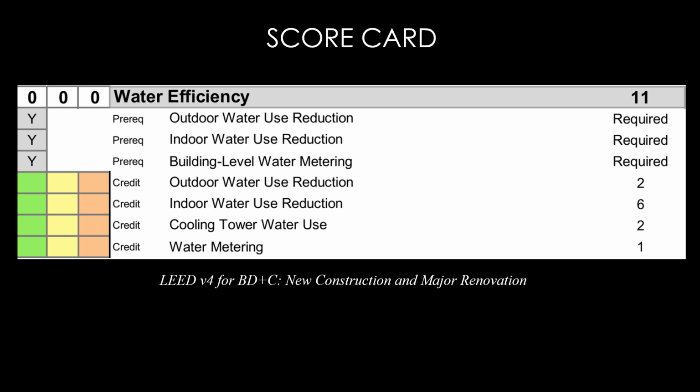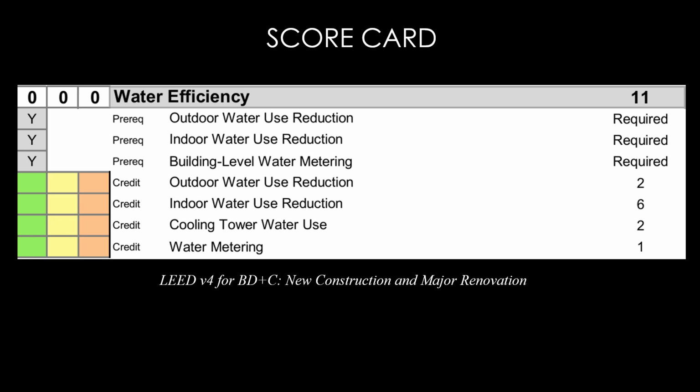Now we can closely look into the scorecard for water efficiency. You can see there are 3 prerequisites and 4 credits in this category. As I mentioned in my previous lectures, the prerequisites are the mandatory credits that you must achieve. However, you can see that there is a repetition between the prerequisites and credits in this category. So how does this happen and how is this possible?